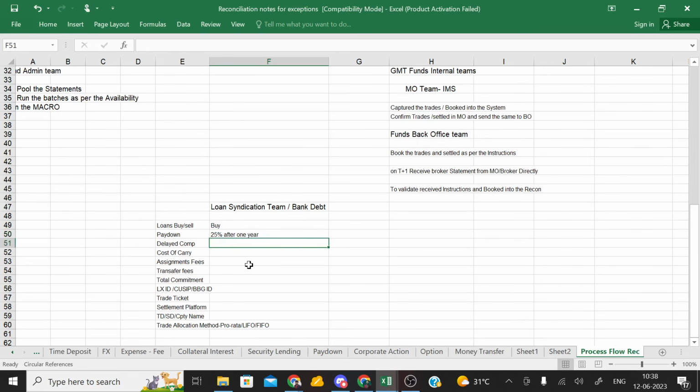Delayed comp means interest payment. Let's say 3%, and 3% is the cost of carry, the interest rate. Assignment fees, directly, let's say 1000 USD, fund confirmed. Transfer fees, 200, already confirmed. Total commitment.